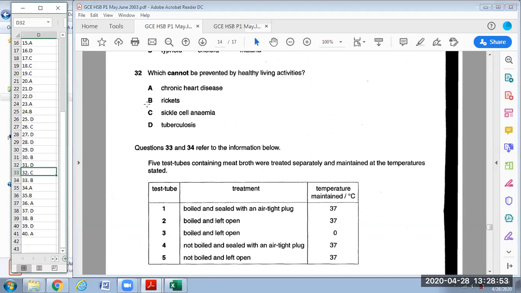32. Which cannot be prevented by healthy living activities? The answer is C. Right, because this is a genetic or inherited disease, so therefore it's lifelong, cannot be cured.